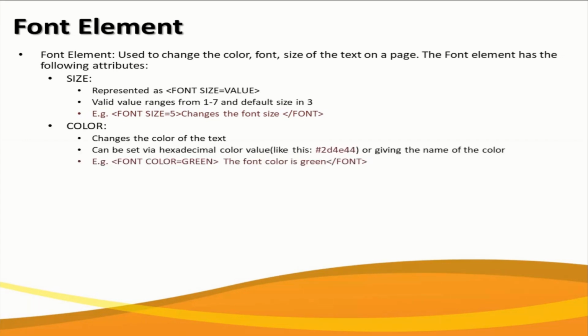The color attribute is used to change the color of the text. It can be set in two ways. First is by writing the name of the color, and second is via a hexadecimal value. To declare a hexadecimal value, first give a hashtag, then give a 6 alphanumerical hexadecimal value. For the hexadecimal value of any color, you can Google it.